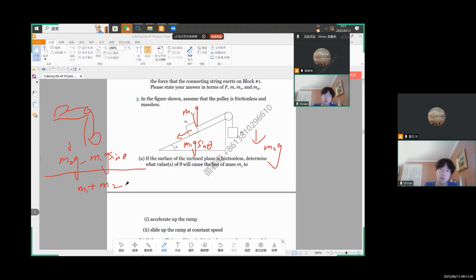So this is the total, and this is the acceleration after that. Which means I want my acceleration to be greater than 0. Then I don't really have to use the other one. I can just use this one, greater than 0, and this will be accelerating up the ramp, right? And sliding up the ramp at constant speed would make it equal to 0. It's easier in that case.